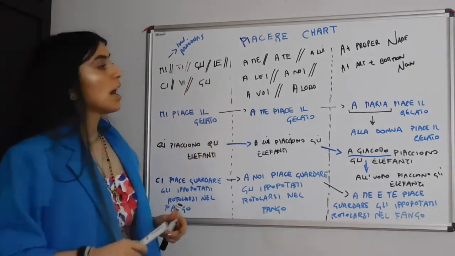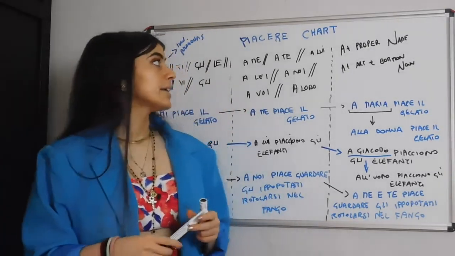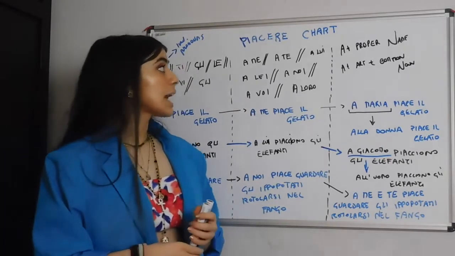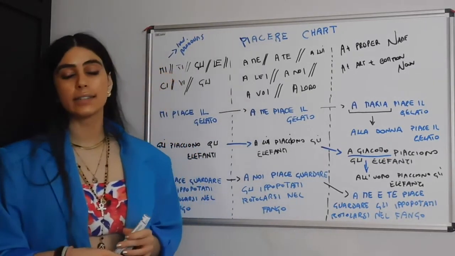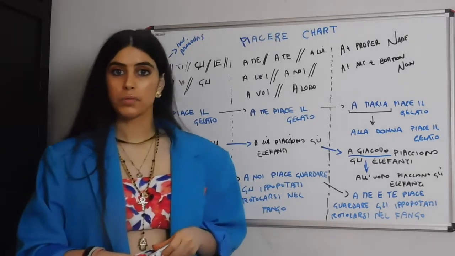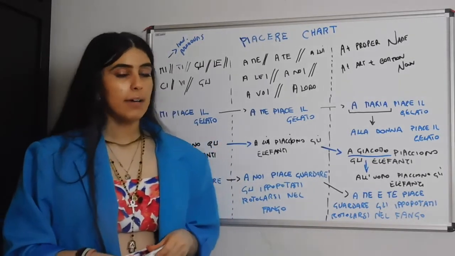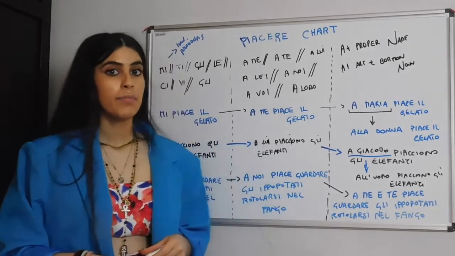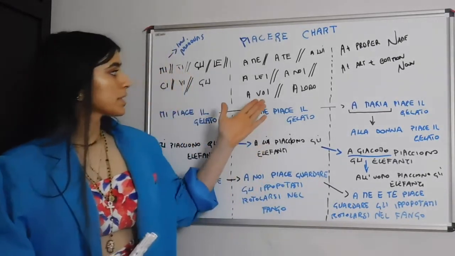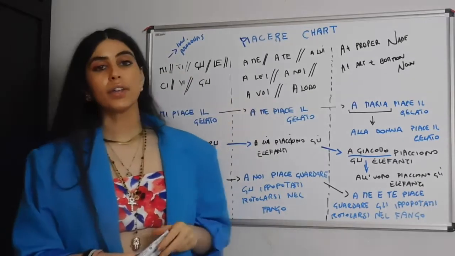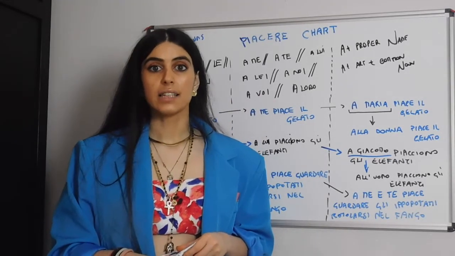At the top of the second column, I wrote a me, a te, a lui, a lei, a noi, a voi, and a loro. Very important, guys. These ones are used to emphasize the subject.